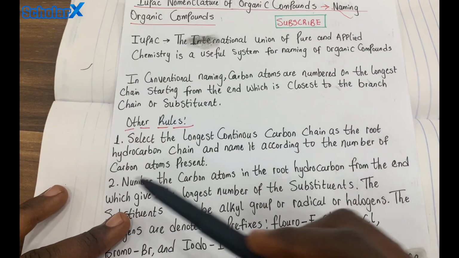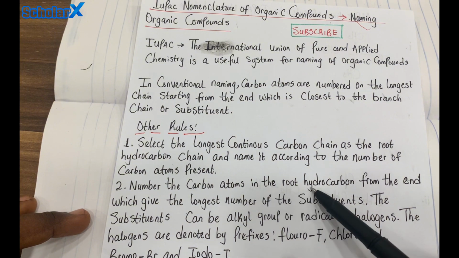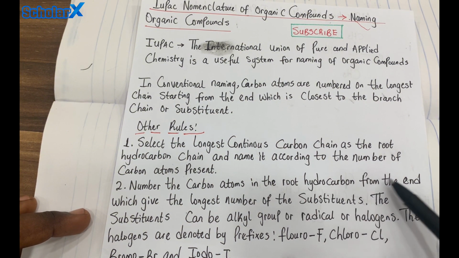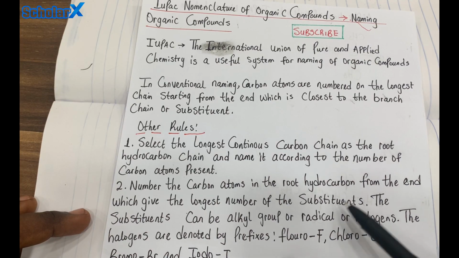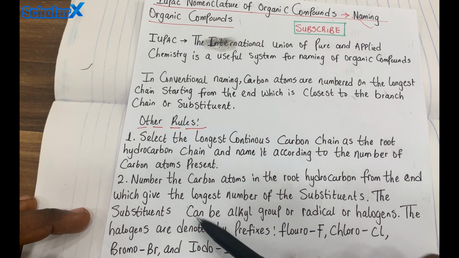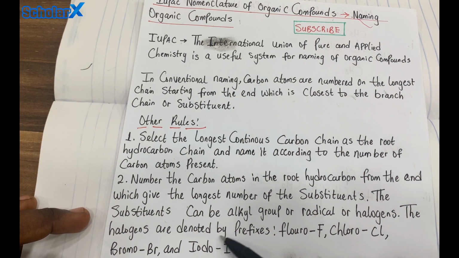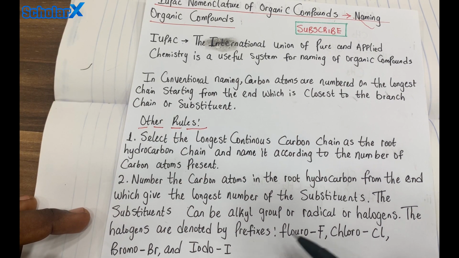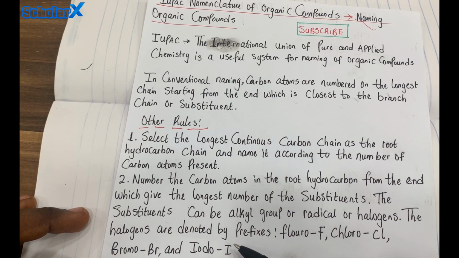Rule 2 says number the carbon atoms in the root hydrocarbon from the end which gives the longest number of substituents. The substituents can be alkyl groups or radicals or halogens. The halogens are denoted by prefixes: fluoro represented with F, chloro with Cl, bromo with Br, and iodo with I.